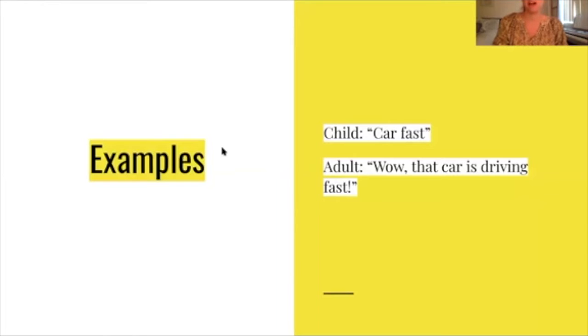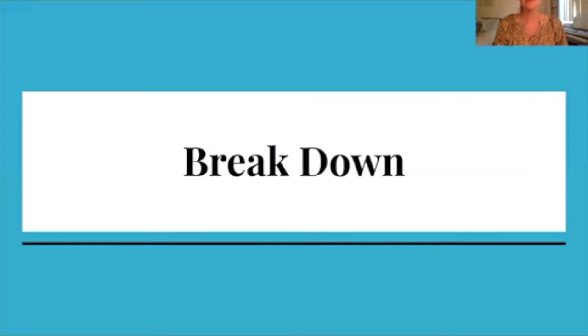So another example of how to build up the utterance is the child says something like, car fast, and then the adult is going to say, wow, that car is driving fast, right? Very similar to the expansion strategy. But then you're going to break it down.